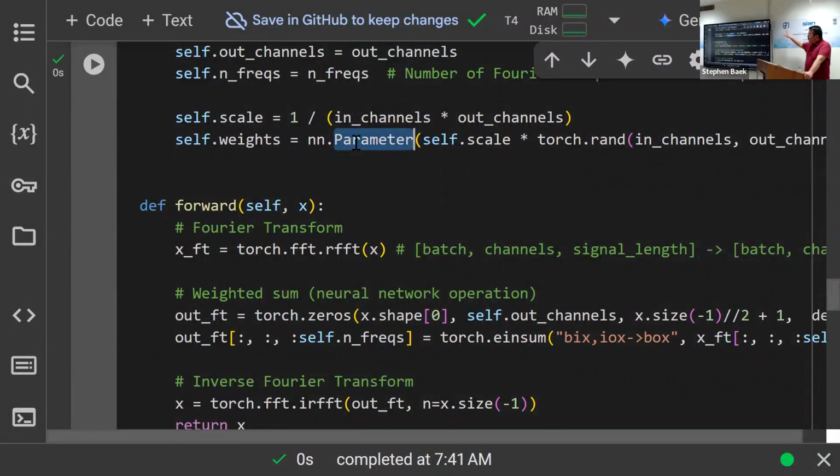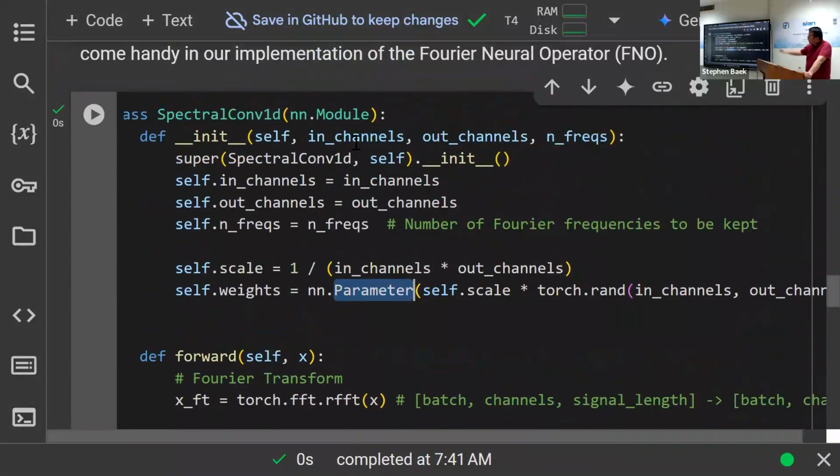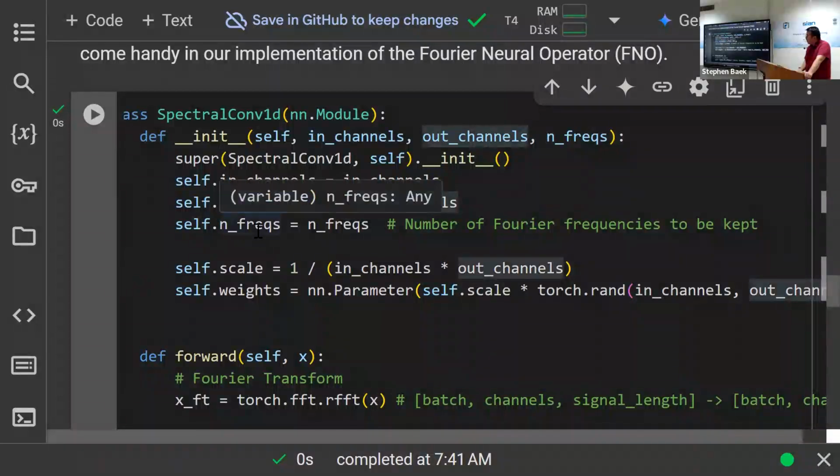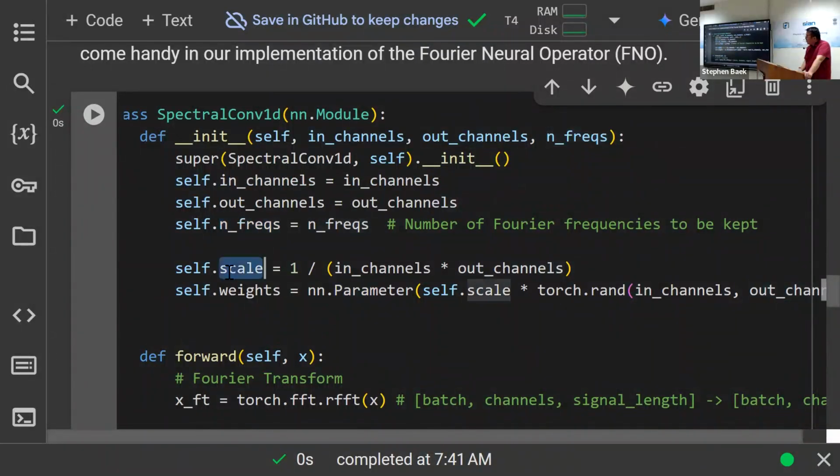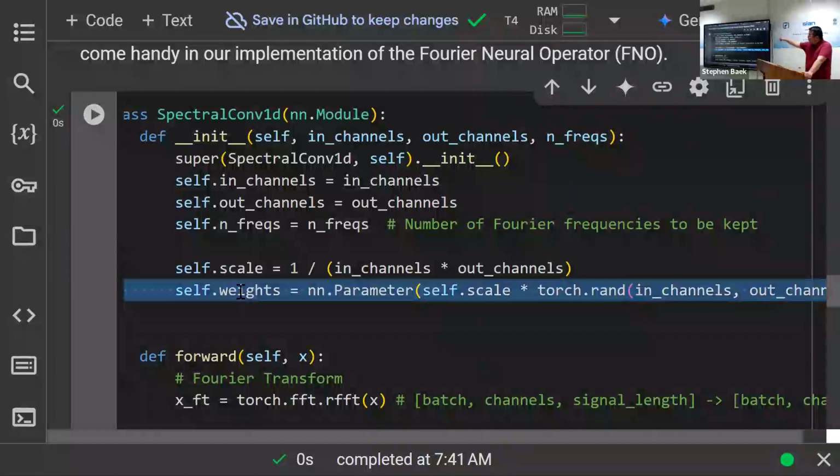So when you define your own custom layer, and you want to specify which of the variables, inside of this class, we have lots of variables. There's a variable named in_channel, out_channel, and modes. We have scale, we have weights. Out of those, self.weight is the variable that we want to train. Everything else is a constant.